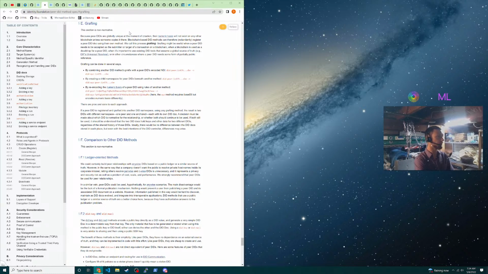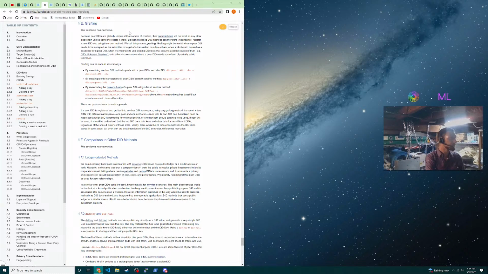Grafting might be useful when a peer DID needs to be accepted as the submitter or target of a transaction on a blockchain. When a blockchain is used as a dead drop for a peer DID, it's important to use existing DID tools that consume a global source of truth, e.g. the DIF universal resolver, in other circumstances where a peer DID is some form of partially public reference. So this is exactly what we're looking for.